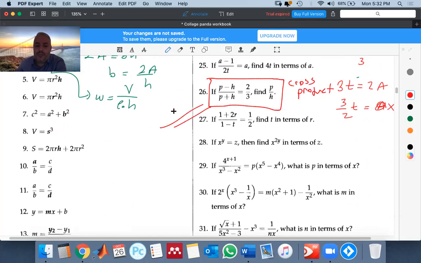Let me do it here. Let's do it together. Now, 3P minus 3H is equal to 2P plus 2H. Check it, please. Is it correct?